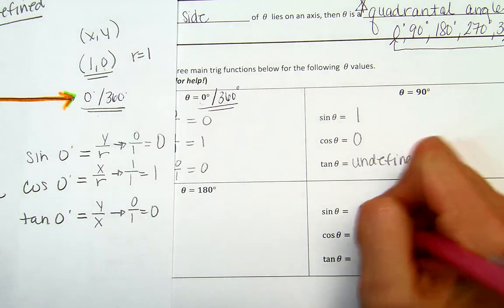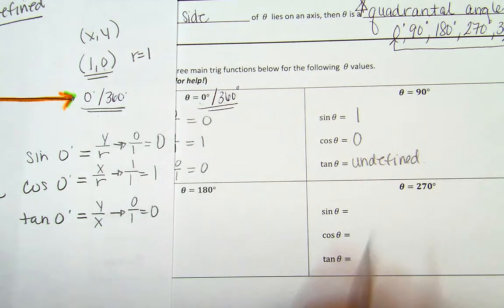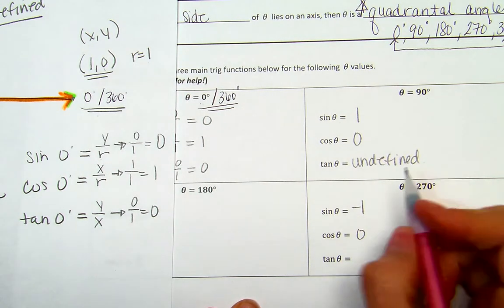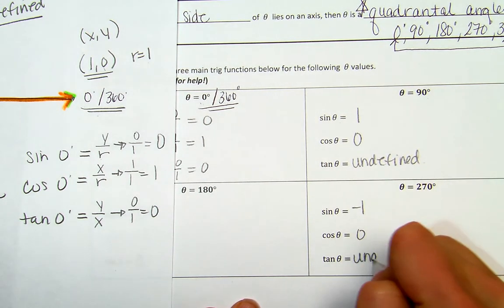So filling in, sine of 270 is negative 1. Cosine of 270 is 0, and tangent of 270 is undefined.